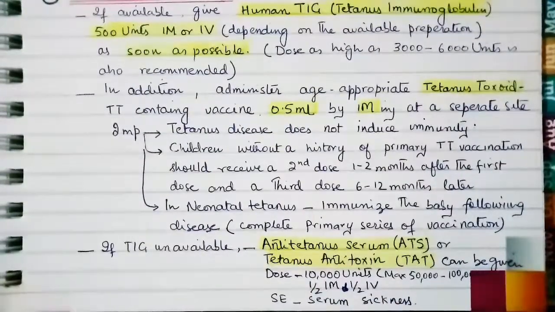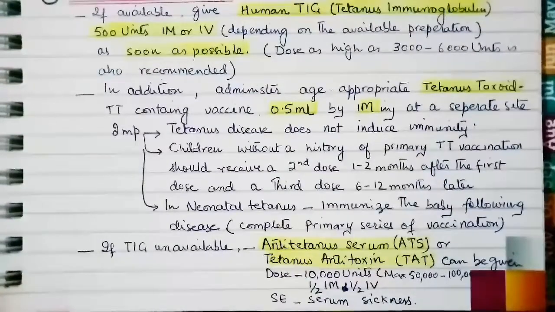Now if tetanus immunoglobulin is not available, then horse anti-tetanus serum, ATS, or anti-tetanus antitoxin can be given. Usual dose is 10,000 units, half is given intramuscularly and half intravenously. However, serum sickness is an important side effect.